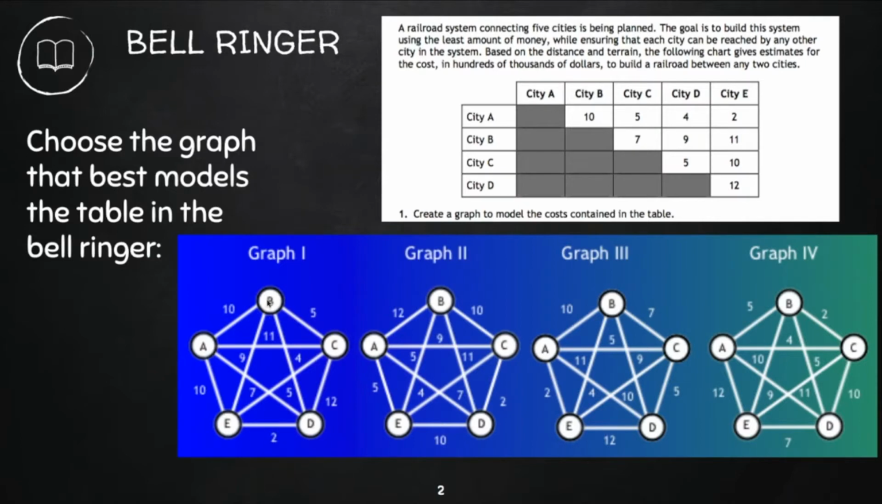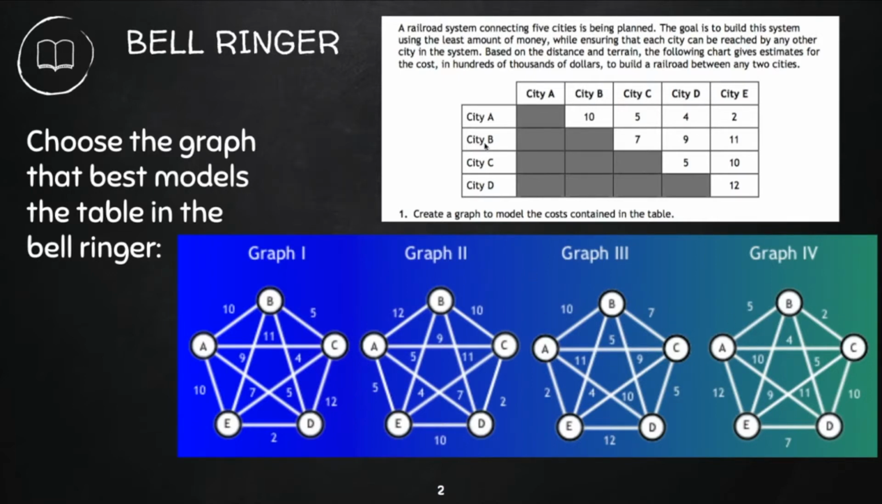So graph 1 has A and B, it has 10. That's an okay graph so far. Graph 2 has 12, we can eliminate 2. Graph 3 has a 10, so we can't eliminate it. Graph 4 has a 5, and that can be eliminated. So we're left with graph 1 and graph 3. So let's go somewhere else.